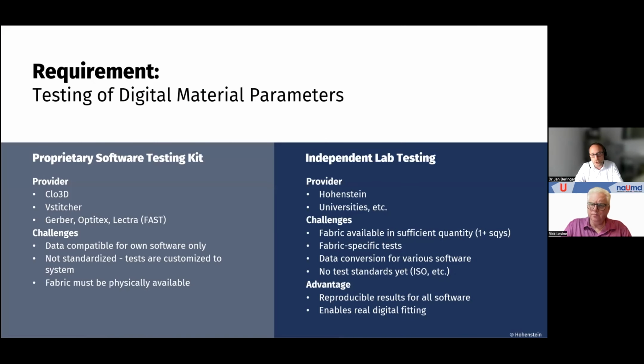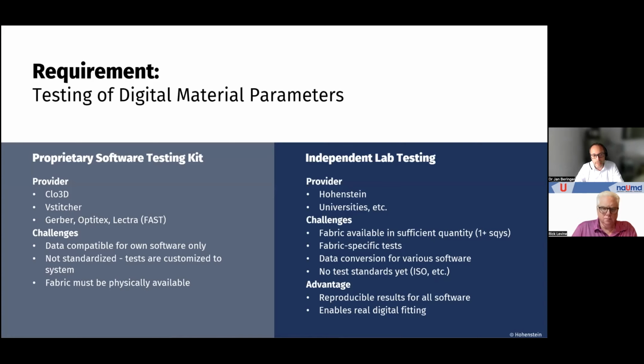The requirement for your precise garment simulation is that your material parameters are suitable for your real fabric, and therefore it's required that your physical fabric is digitized. There are 2 ways of doing this. You can do this with the software kits from the software providers. I've listed 3 of them here.